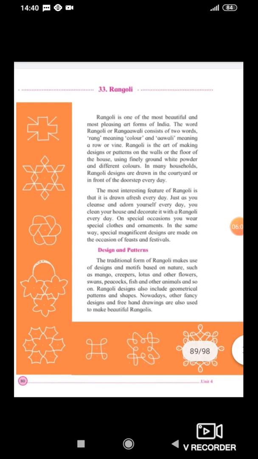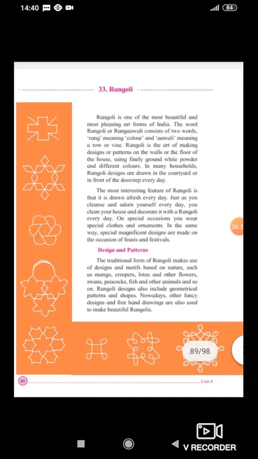Rangoli is drawn by using ground white powder, or powders of different colors are also available. With the help of that powder, rangoli is drawn. Now, the most interesting feature of Rangoli is that it is drawn afresh every day.